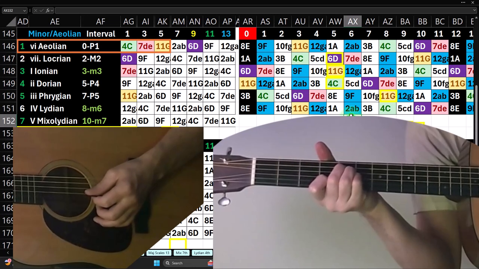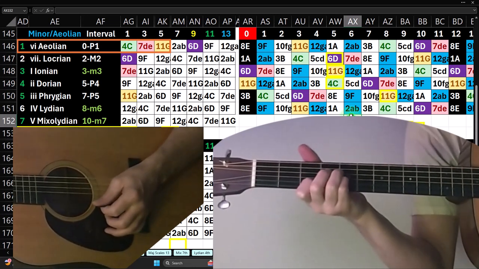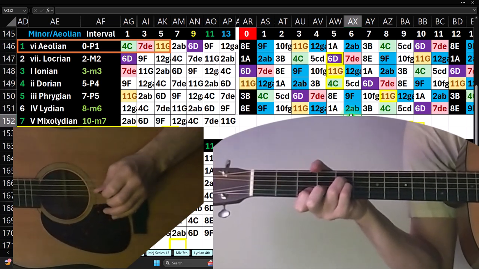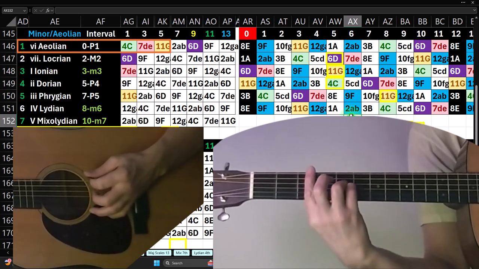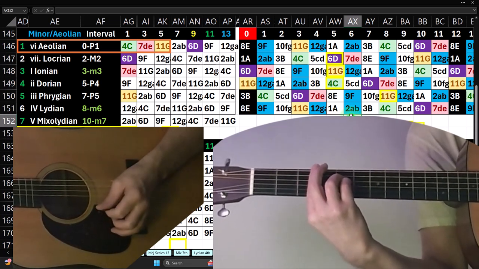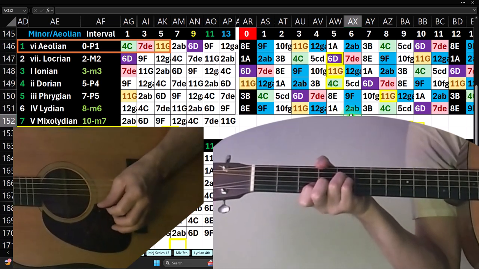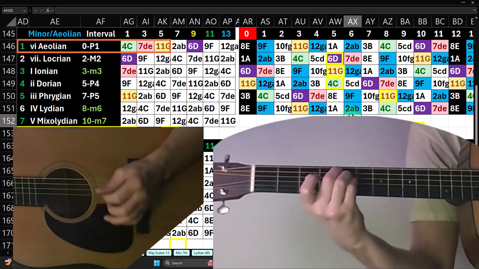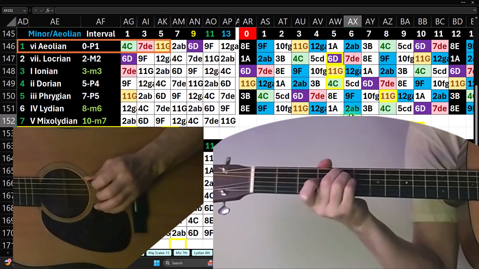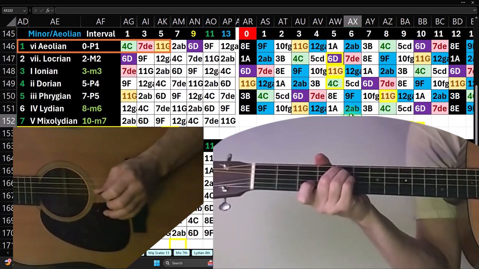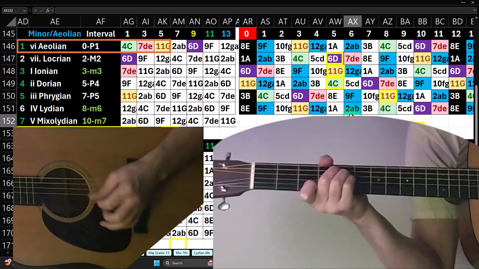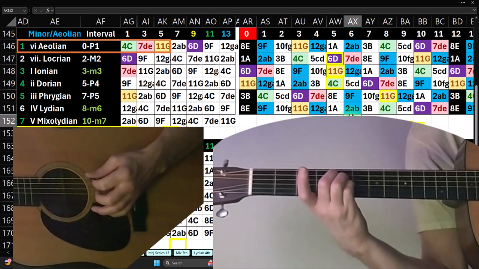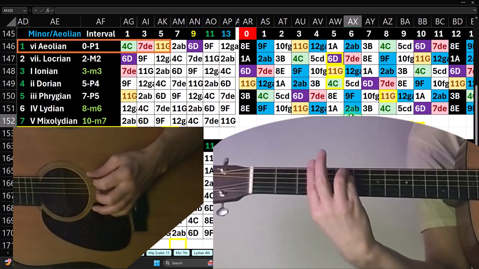Okay, let's think about this. Because the G shape would be like this. G minor, which is this, that I can play like this, and now I'm saying I add that D on top of it, and then I could play this full bar chord, this would be a G minor.